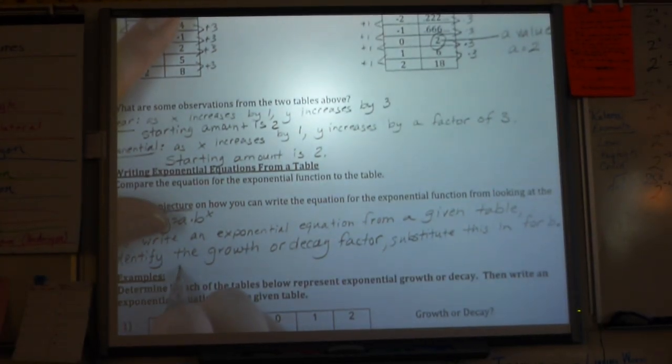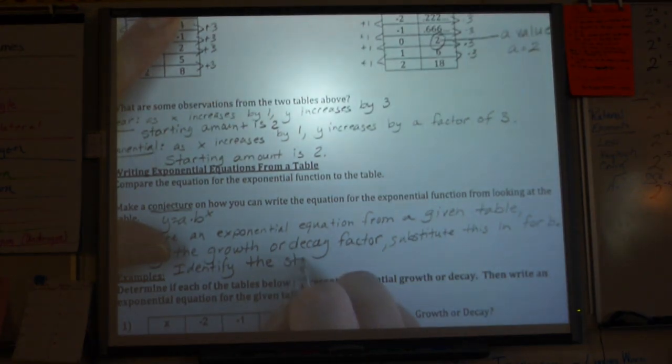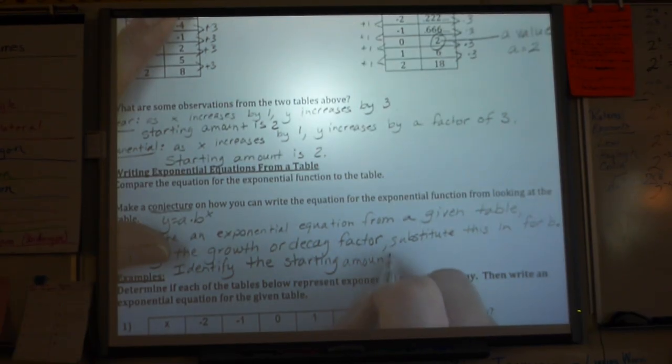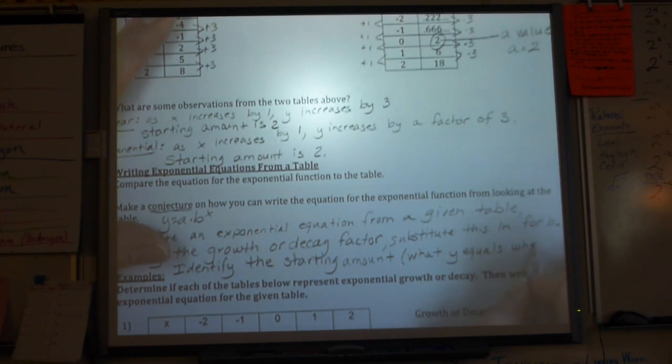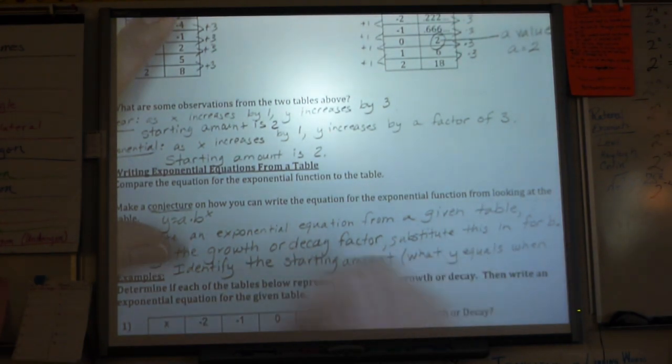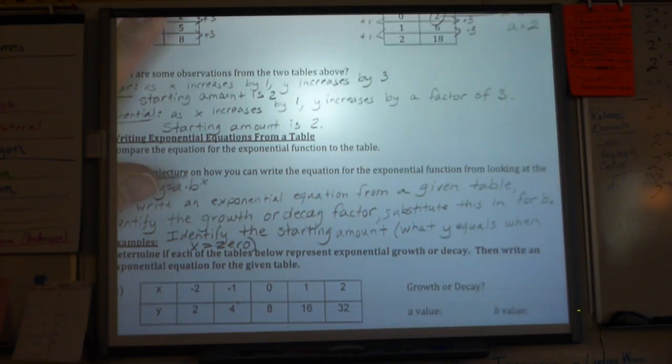Okay. Identify the starting amount, or what y is when x equals 0. What y equals when x is 0. Okay. And substitute this in for A.